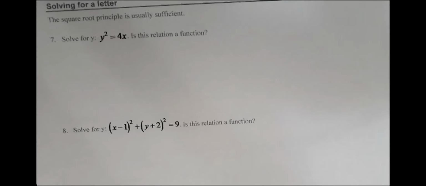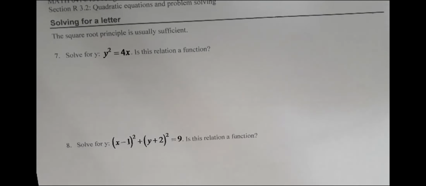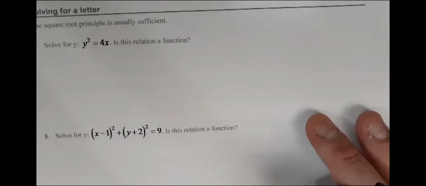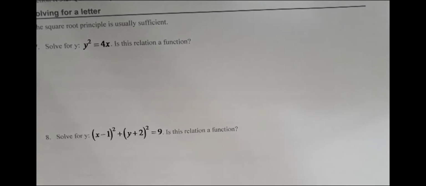We want to start solving for y. They're going to start solving for letters, what they're saying. So y squared equals 4x. This is going back to the previous chapter with the square root property. Previously we were solving, but now we're solving for y.